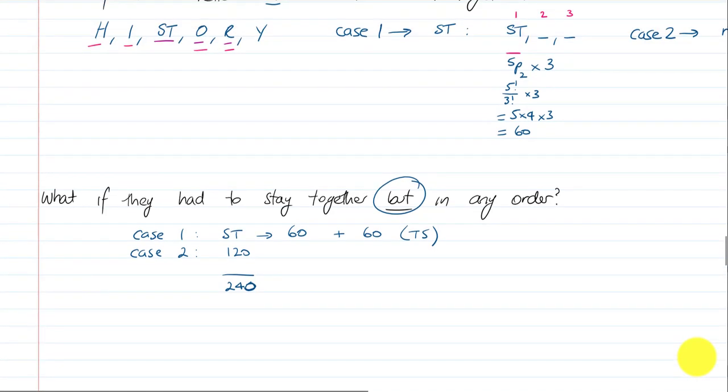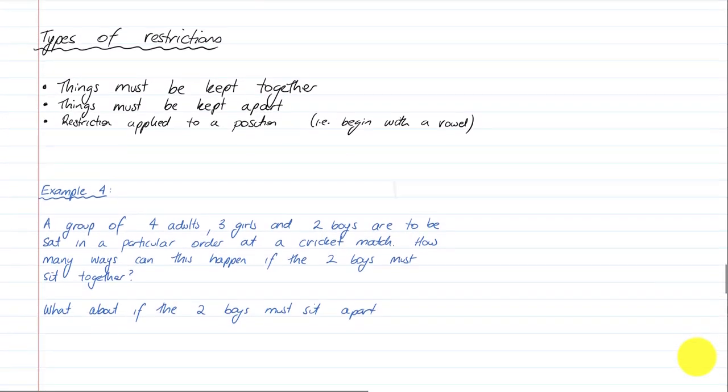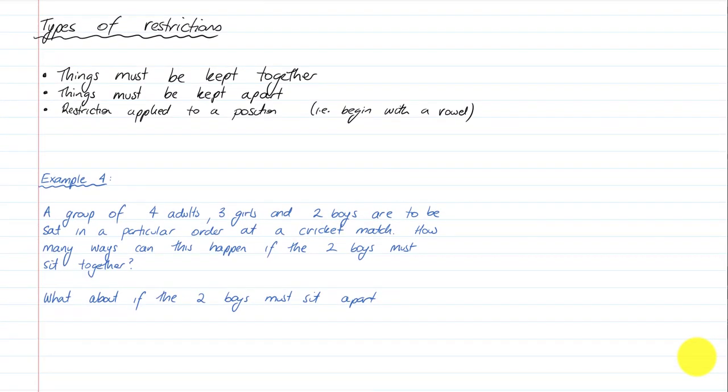Just take a moment to think about how that works. Because it's a bit more complex, and because we're talking about 4-letter words, not specifically 4 objects, we had to consider a case-by-case basis, and it's always worth breaking down the more complex ones case by case where required. The types of restrictions that you might see, and we'll do another example before we finish this video, are things must be kept together, or maybe things must be kept apart. I'm going to do this example in a second, but things must be kept apart is really tough.